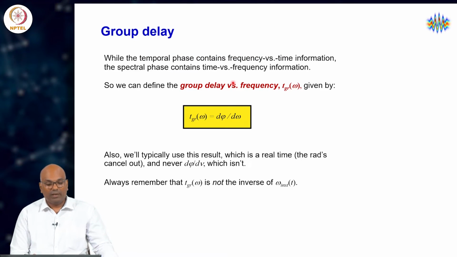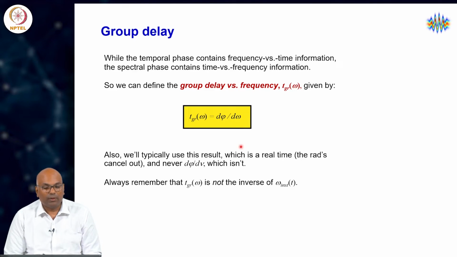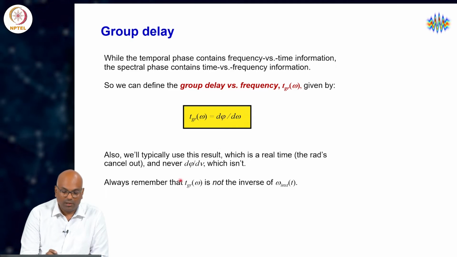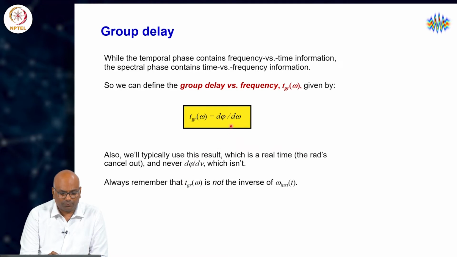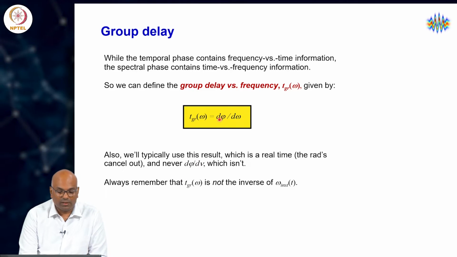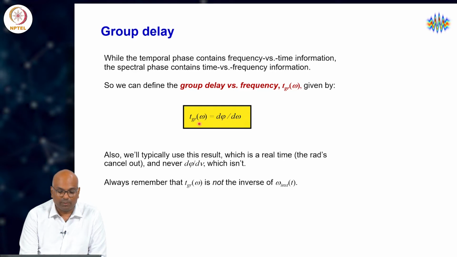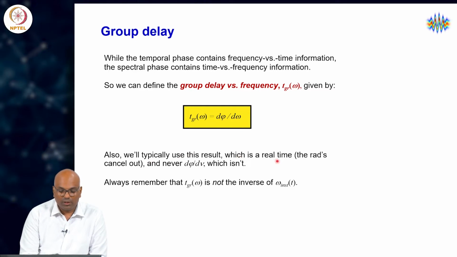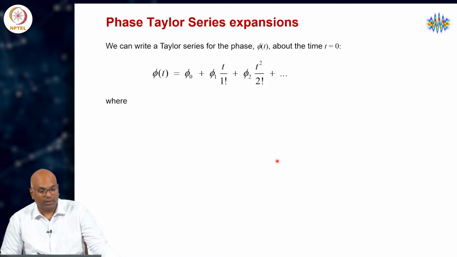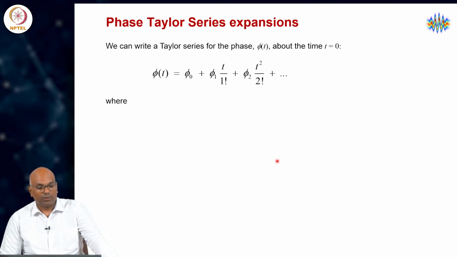So, the group delay, which is the analog of the d phi by dt term, where phi there was the temporal phase, here the phi is in the spectral domain. So, this is phi of omega, and d phi by d omega is group delay. This is the typical result we use, and we also had the dispersion in group delay and so on, but we will come to that in a second.